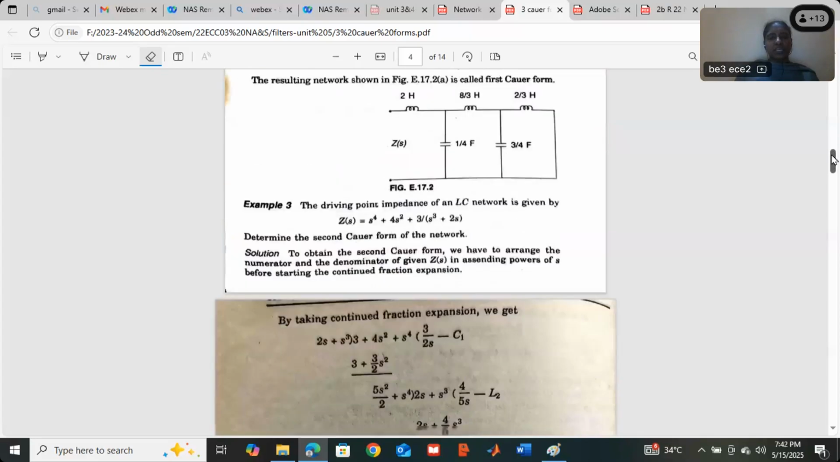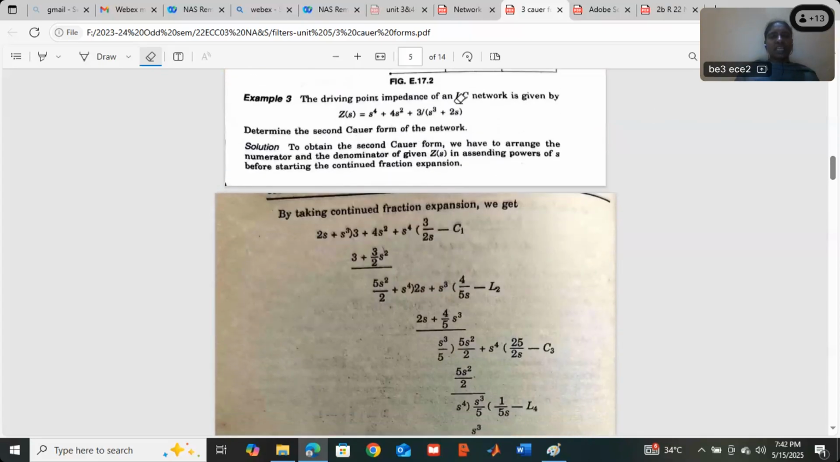Another problem, you see here the numerator and denominator are given. This is again an LC network, but it is second Cauer form. Second Cauer form means what? The inductor will come in the parallel branch. So initially it will start with a capacitor. So in the division, the first value will come as a capacitor.